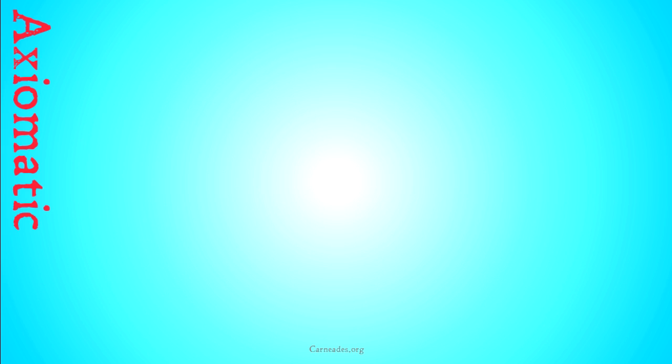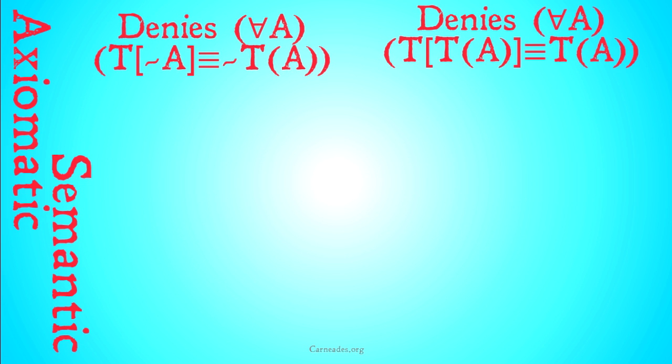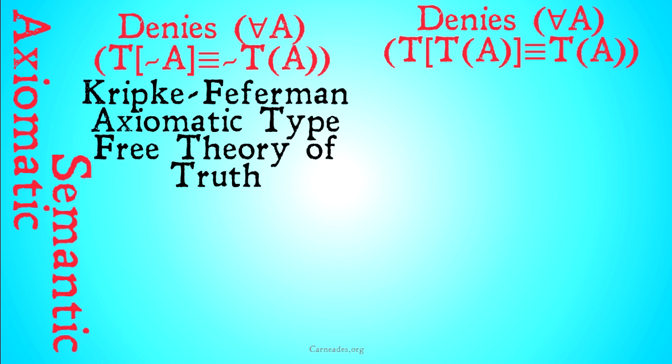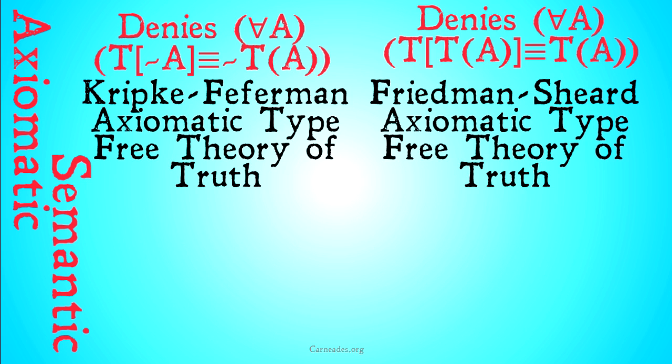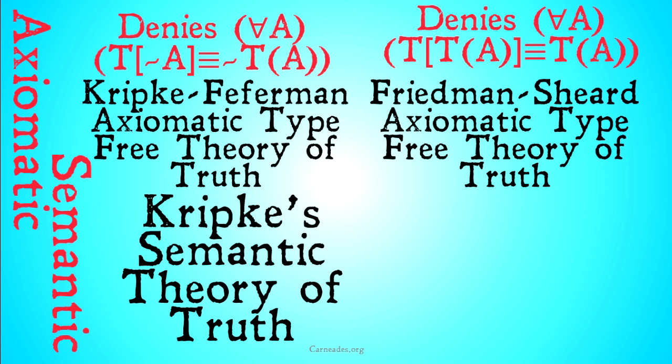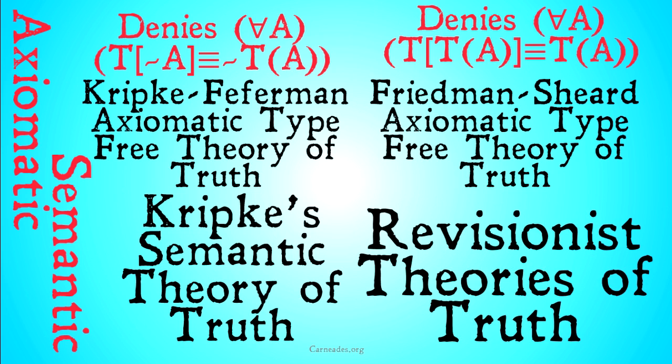So, that means we are left with 4 subjects to cover. Axiomatic and semantic, and denying the negation axiom and denying the iteration axiom. The Kripke-Feferman axiomatic type-free theory of truth, which was put forward by Feferman as an axiomatization of Kripke's theory, is going to fit in the axiomatic category and denies the negation axiom. The Friedman-Sheard axiomatic type-free theory of truth is going to fit in the axiomatic category and denies the iteration axiom. Kripke's semantic theory of truth, of course, is going to fit under the semantic category and denies the negation axiom. And finally, revisionist theories of truth is going to fit with semantic and denies the iteration axiom.